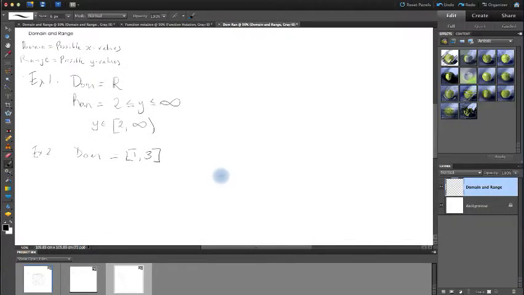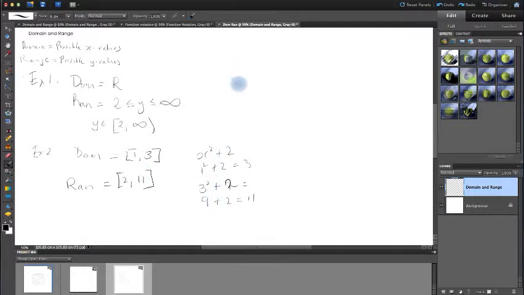So for this particular example, we've got x squared plus 2 as our equation. If we put 1 in, then we've got 1 squared plus 2, and that equals 3. And if we put 3 in, 3 squared plus 2, that's obviously going to be 9 plus 2 equals 11. So our range is between 3 and 11, and it includes 3 and 11.